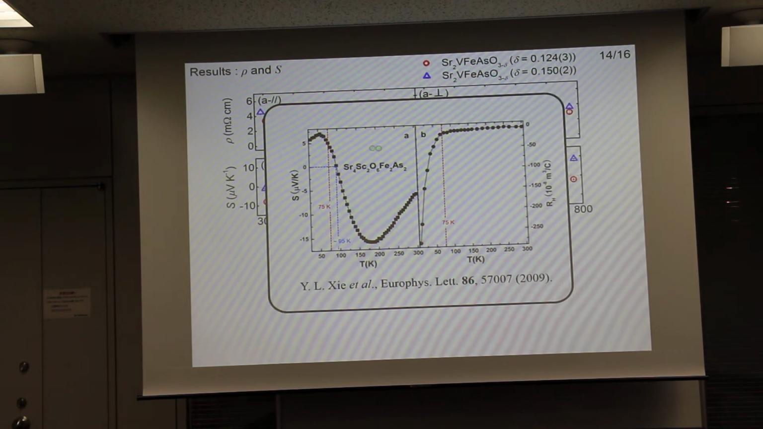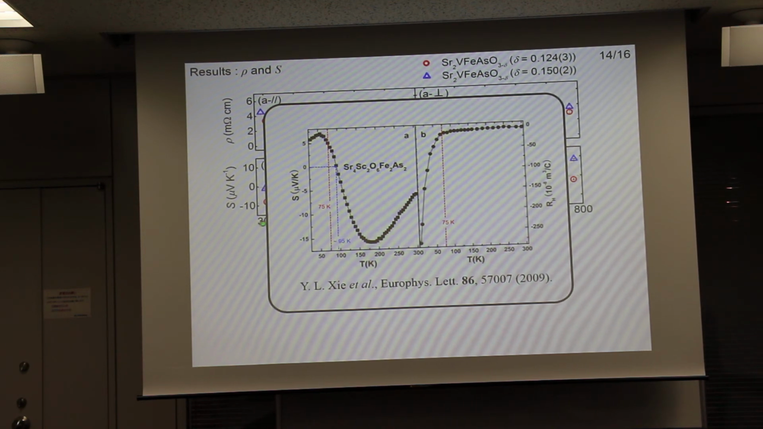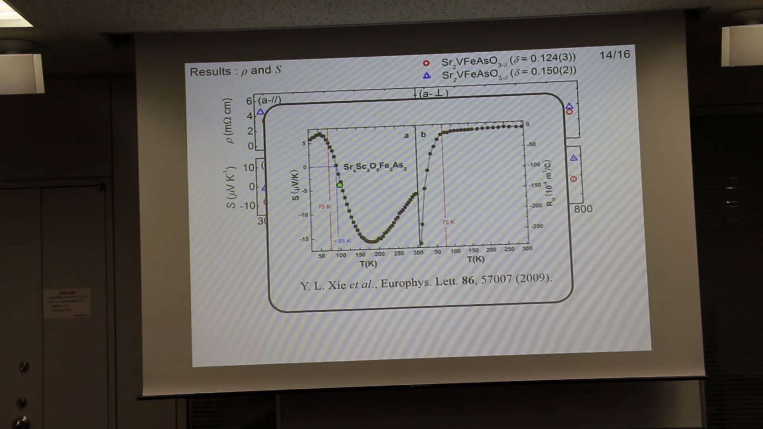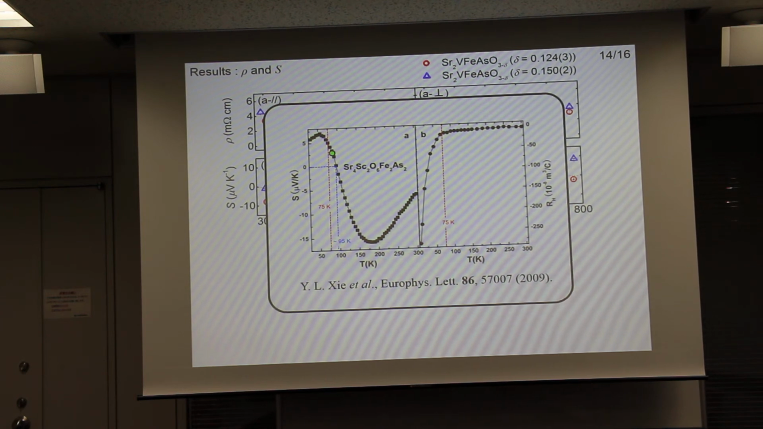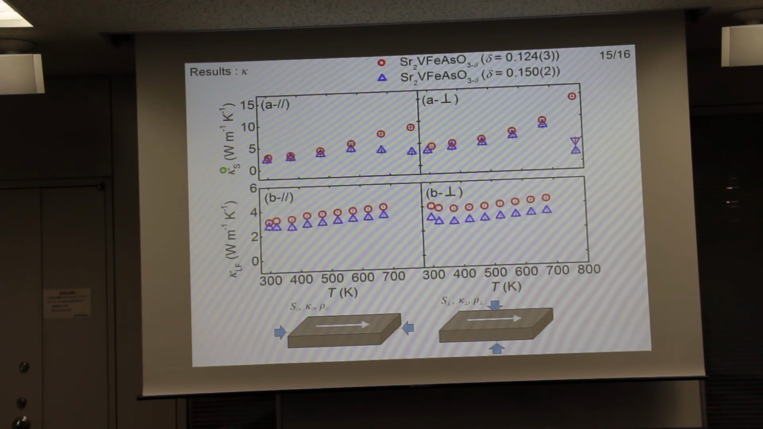That compound has the same crystal structure, but with scandium instead of vanadium. The left figure is the temperature dependence of the Seebeck coefficient, and here is the 0. As you can see, it changes from negative to positive. But actually, I don't know the origin of the change from negative to positive. Then I will explain kappa and the thermal conductivity.